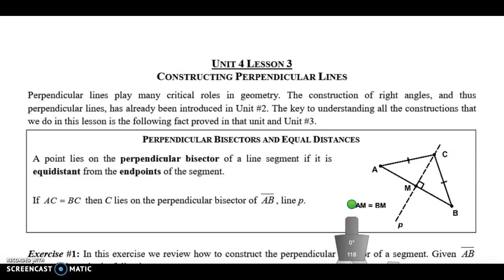Hi GOH, this is Unit 4, Lesson 3, and today we're going to construct perpendicular lines. So this first construction that we're going to do is a perpendicular bisector. It's actually my favorite one because it's one of the easier ones and everybody usually gets it right. So we're going to do all sorts of perpendicular lines today.